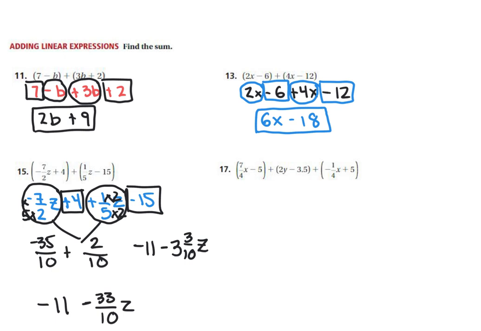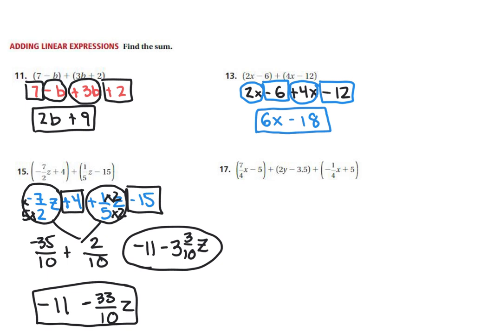And then you also could have changed the order, and you could have done negative 3 and 3 tenths z minus 11. And all of those would be correct. Now on to number 17.